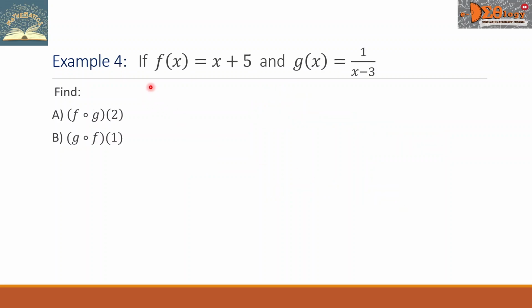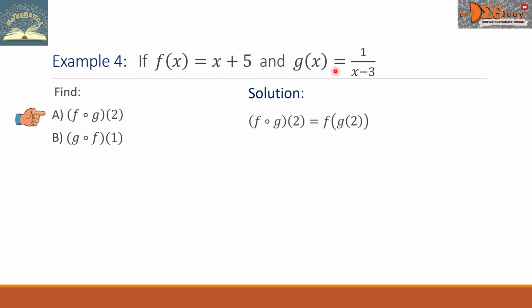Example 4. If f of x equals x plus 5 and g of x equals 1 over x minus 3, find A, f composite g of 2, B, g composite f of 1. Let's begin with problem A. Our f composite g of 2 we can write as f of g of 2. Then we evaluate g of 2.